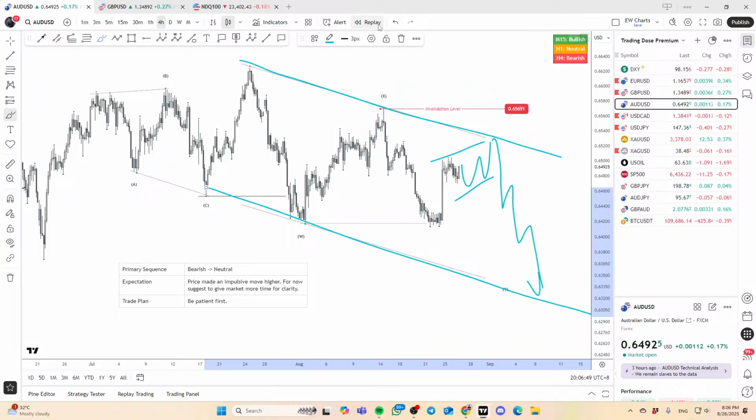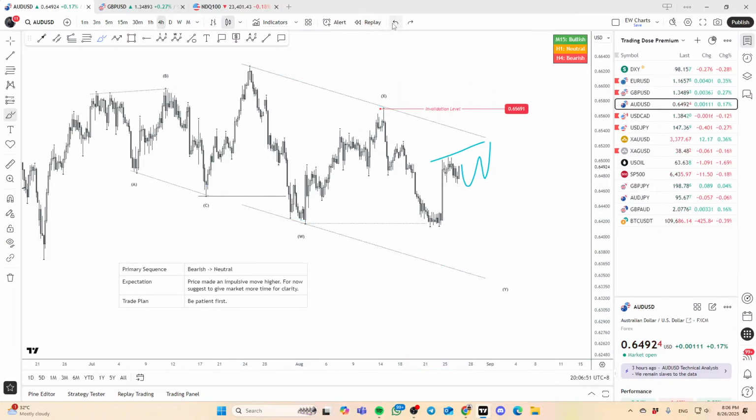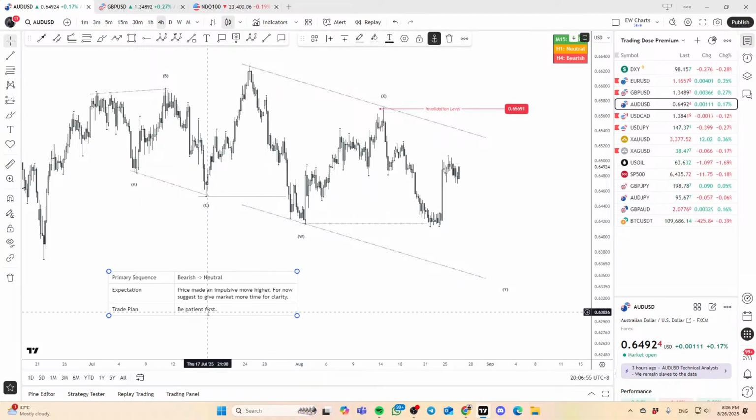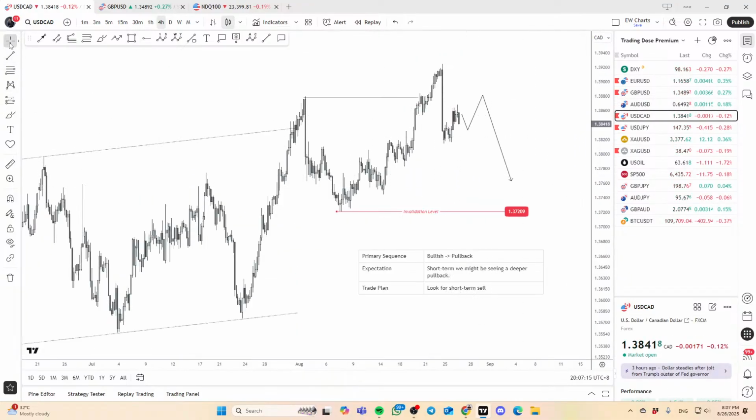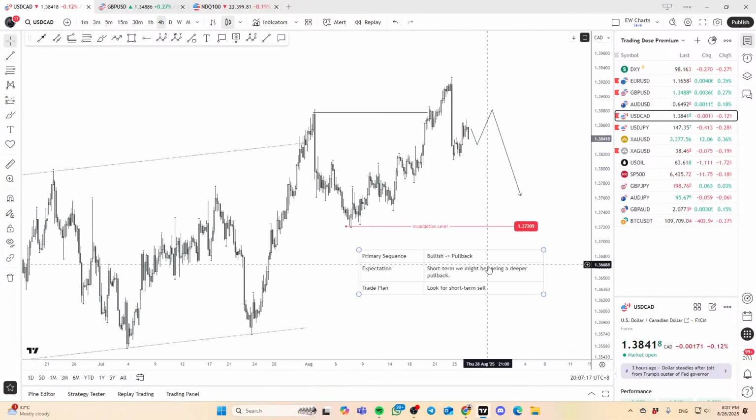Okay, so in terms of the major pairs, Aussie dollar would be one that I would remain patient for now, even though yes, we do have the dollar weakness in a way, right? But Aussie dollar here, I would personally just be a little bit more patient, right? Other major pairs seem to give us a better clarity in terms of the directional and the structural perspective. Okay, so then we move on to the dollar Canadian.